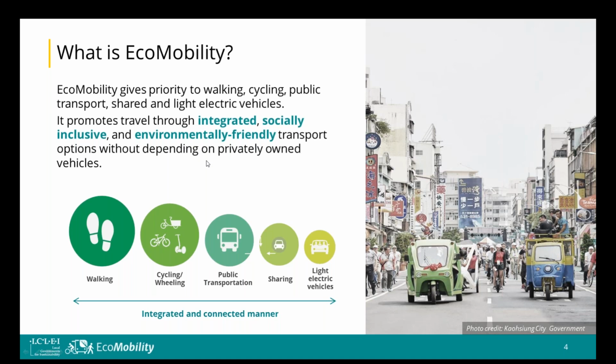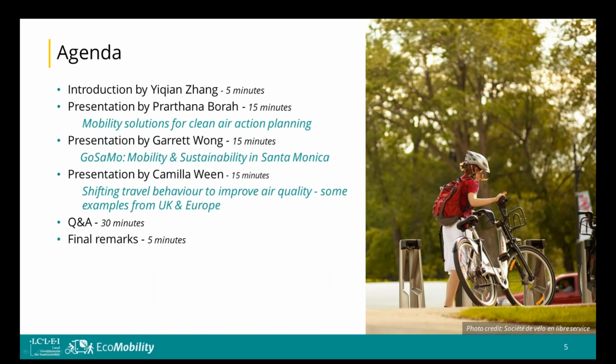And in terms of today's lineup, we have 3 diverse speakers representing a city official in the USA, an urban and transport planner in London, and an institutional expert specialized in improving clean air in Asia. Our first speaker will be Prarthana Borah, the India Director of Clean Air Asia, who is going to present a clean air action plan and integrated air quality management with a special focus on how to reduce vehicle emissions. The second speaker will be Garrett Wong, the Senior Sustainability Analyst at the City of Santa Monica. He will look into mobility and sustainability in Santa Monica. And our third speaker is Camilla Ween, the Director of Goldstein Ween Architects and past President of Women in Transport. Camilla will also present some sustainable mobility solutions today.